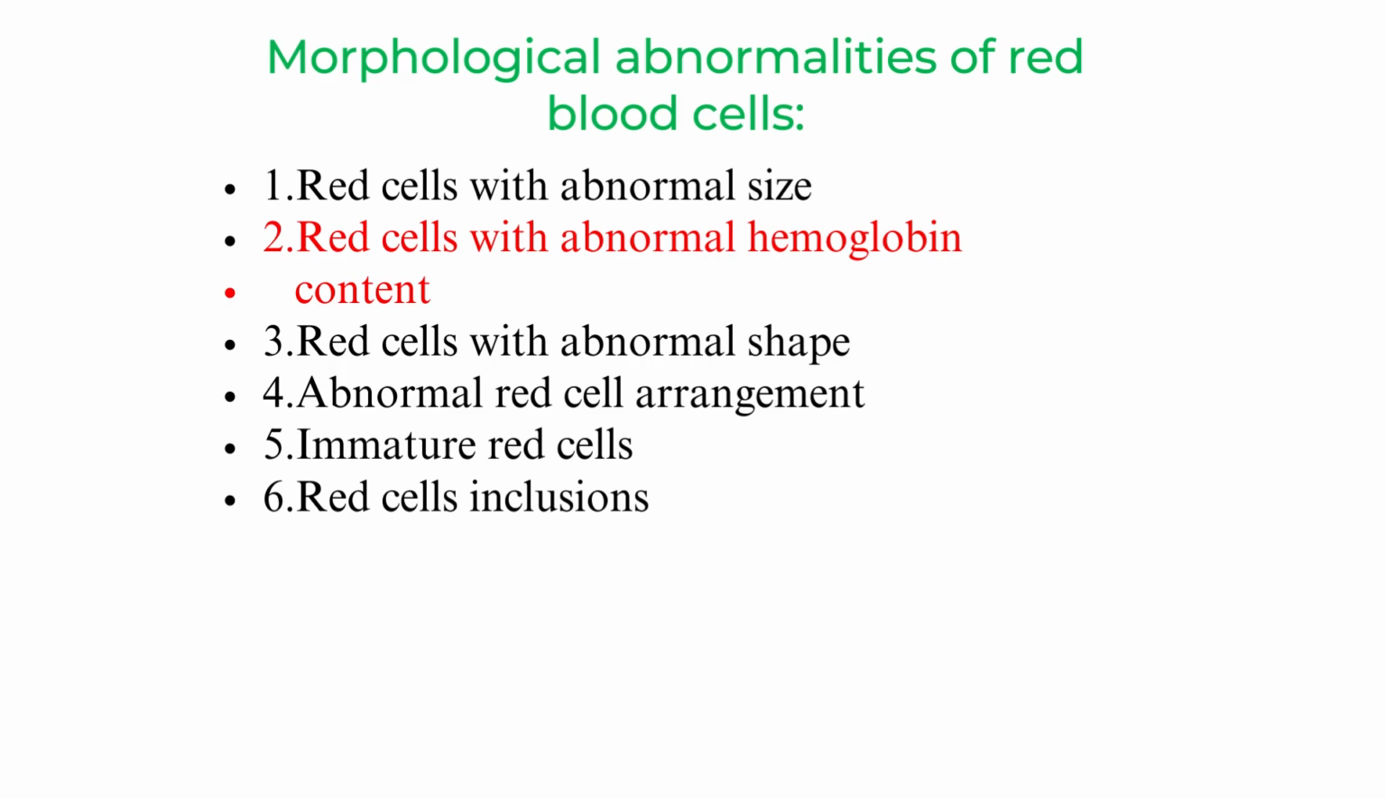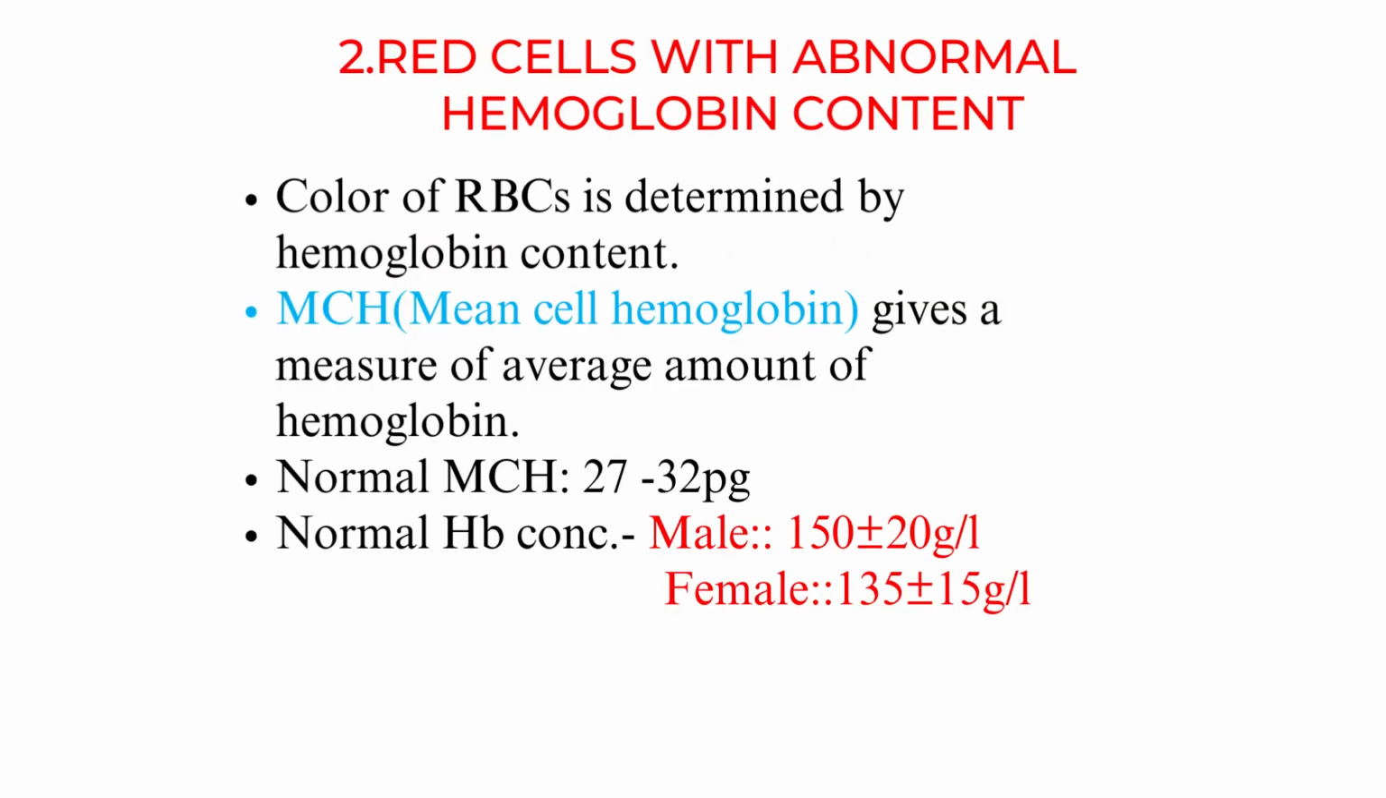Okay, now coming to abnormal hemoglobin content. So color of the RBCs is because of the hemoglobin, right? So let's see. Color of the RBCs is determined by hemoglobin content. Mean cell hemoglobin, which is MCH, gives a measure of the average amount of hemoglobin in RBCs. So normal MCH is 27 to 32 picograms, and normal hemoglobin concentration is in males 150 plus minus 20 gram per liter, female 135 plus minus 15 gram per liter.